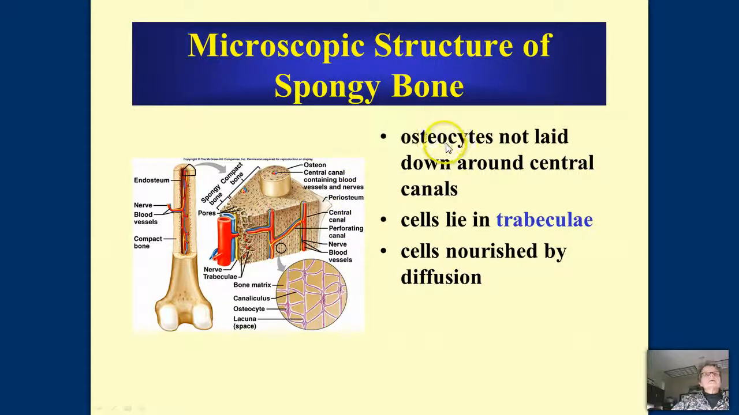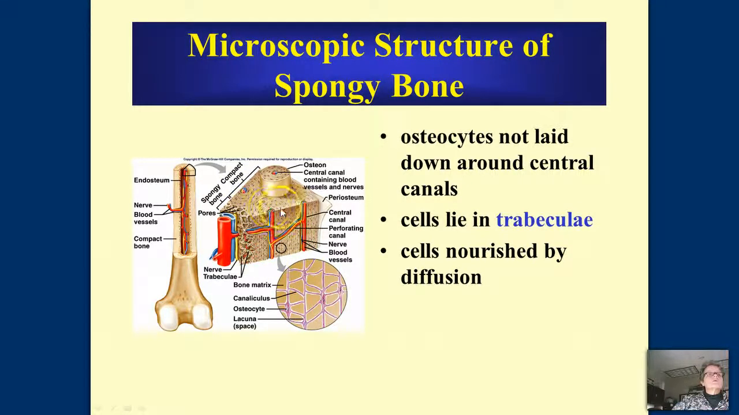The osteocytes are not laid down along central canals in the spongy bone. We're looking at spongy bone now. Now this is the compact bone. This area is spongy bone. And of course we had spongy bone there, in the proximal epiphysis, and this is the distal epiphysis. Where you have spongy bone, you don't have osteons.